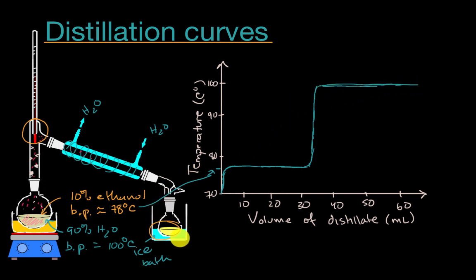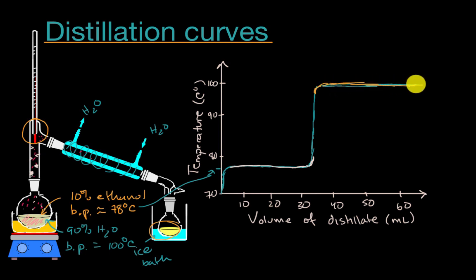Now, if you wanted to separate the ethanol from the water, which is arguably the point of distillation, what you would do is you would keep one bottle to collect the ethanol over this period right over here. And then once you see that you're not collecting a lot more distillate and the temperature is starting to go up, you would then replace the bottle with another bottle so that you can start to collect the water right over here.